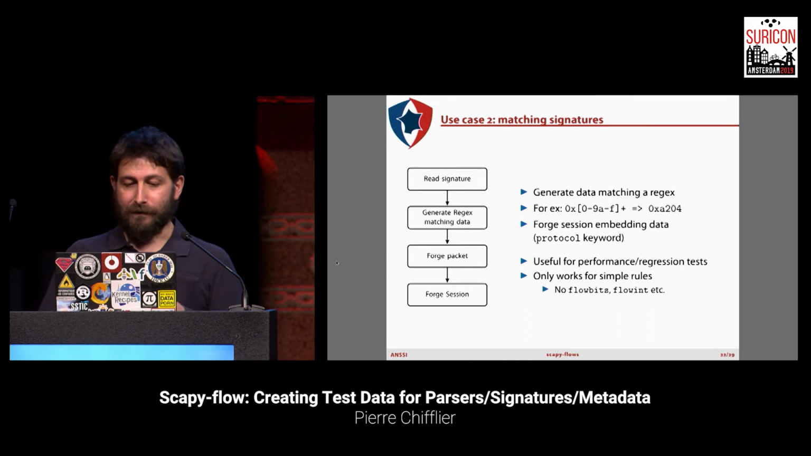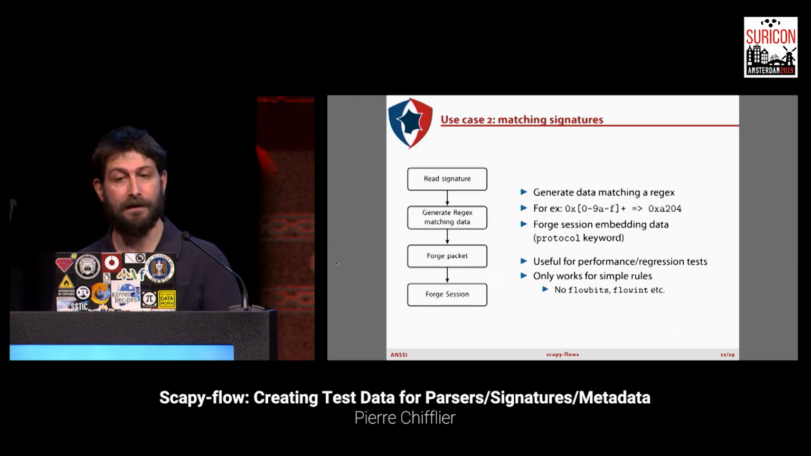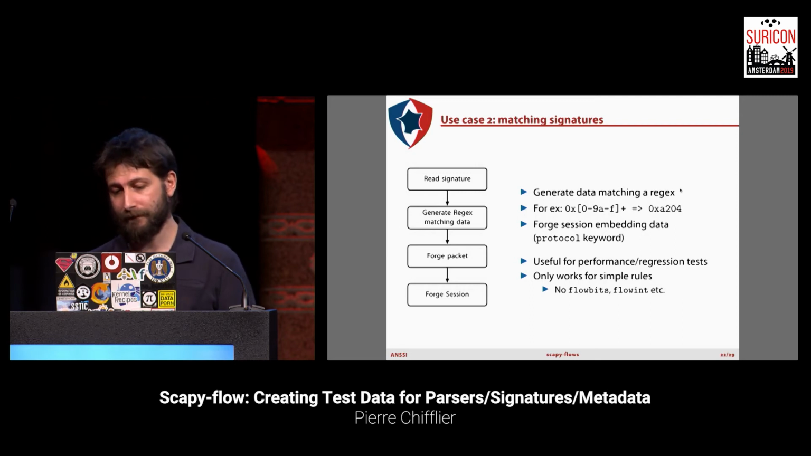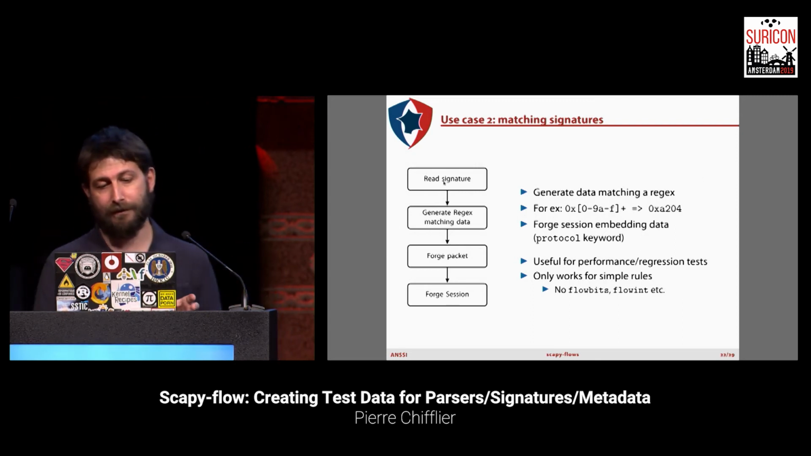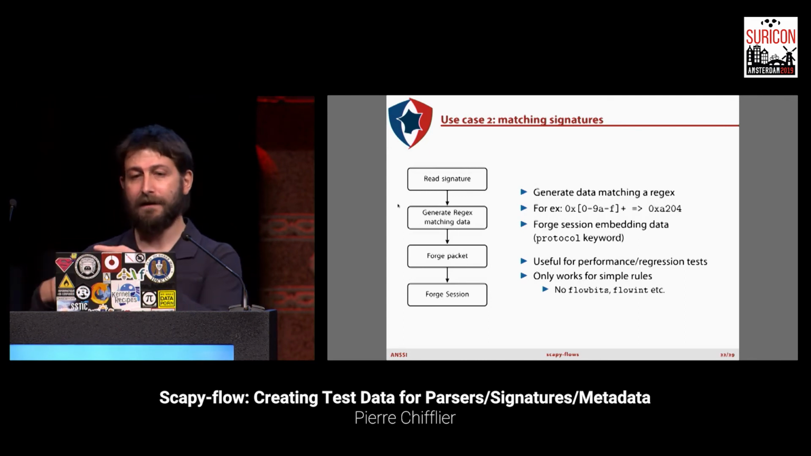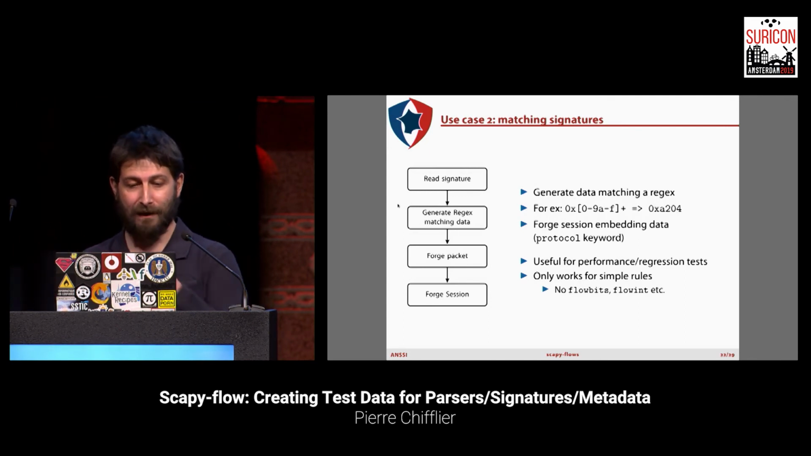One other case I will not present, but it would be interesting, is that I wanted to, for example, generate data input for any single signature that is in the ET rule set. So what I tried to do was something which I called Xeger, because it's the opposite of regex. You just parse the signature, generate data matching the signature, and then you forge the packet using that.